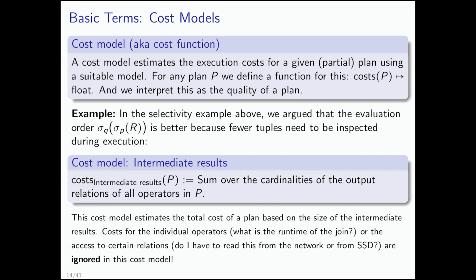So this is a model. And model means I leave some things away. So I just try to focus on the most important features that determine the costs I'm interested in. In particular, what I left away here is the runtime. Now, what is the runtime of a join or any operator, or the access to certain relations? How long does it take to get the stuff from disk, from network or SSD? All of this is ignored in the model. And that's something you should really be aware of.